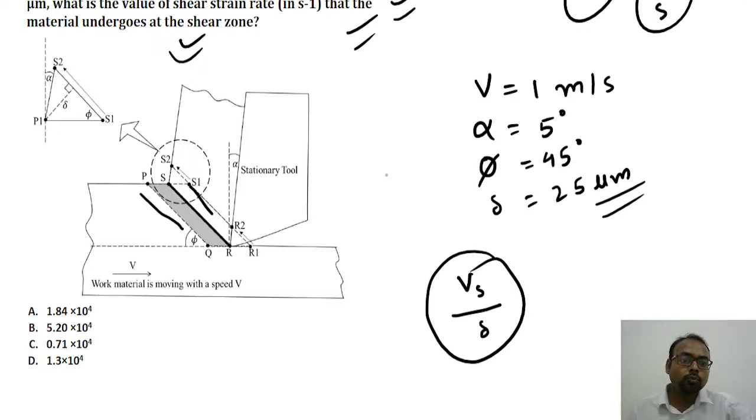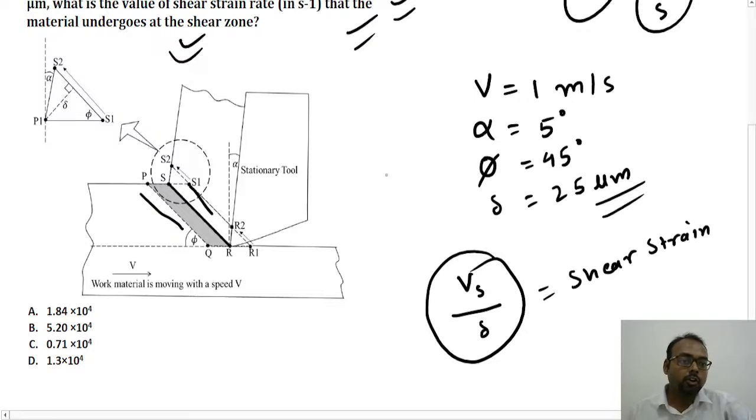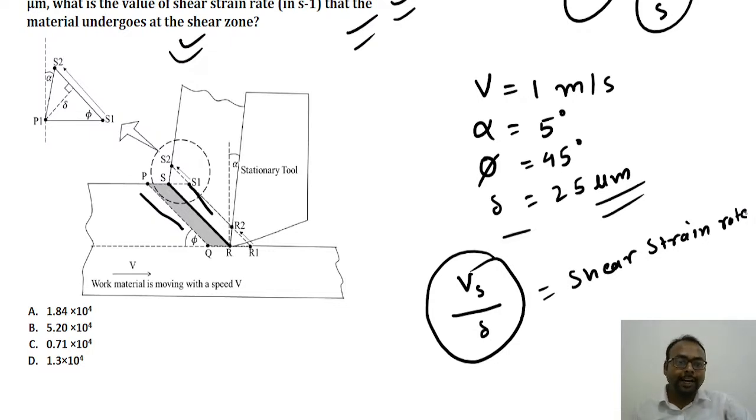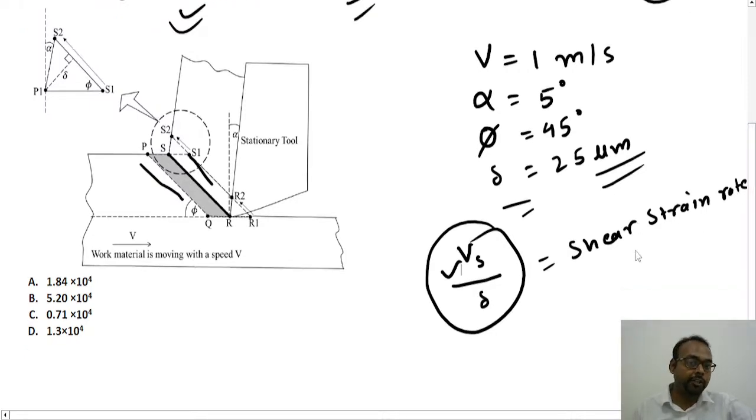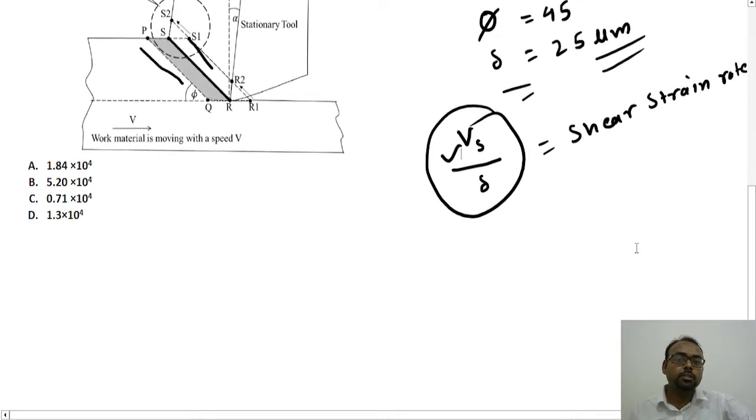So with the help of this Vs by delta, we can find out the value of the shear strain rate. Now, here the delta value we have been given directly. What we don't know is the value of Vs. So if we manage to calculate the value of Vs, we can easily get the shear strain rate. So how can we calculate this Vs?